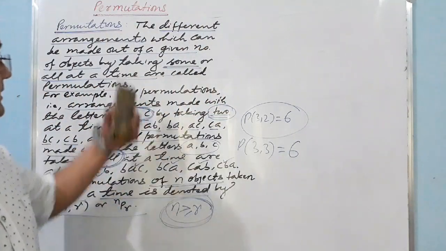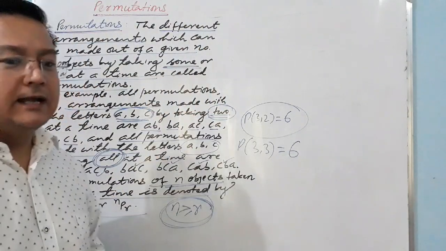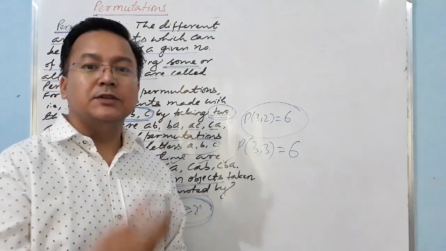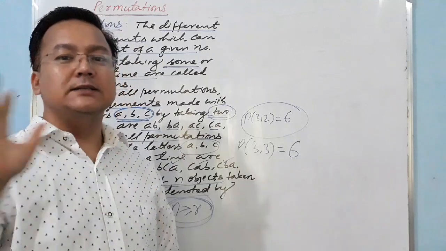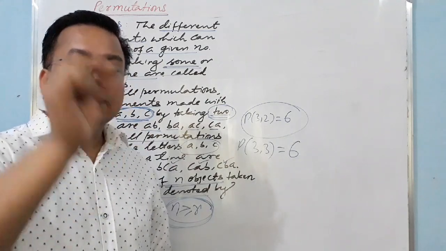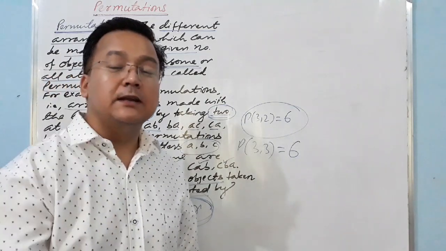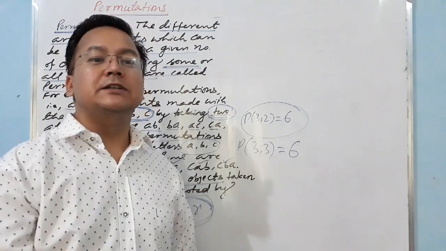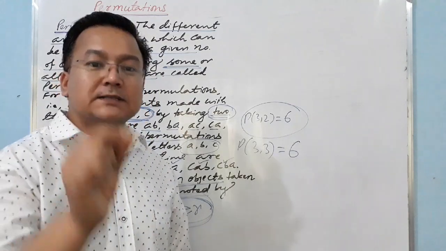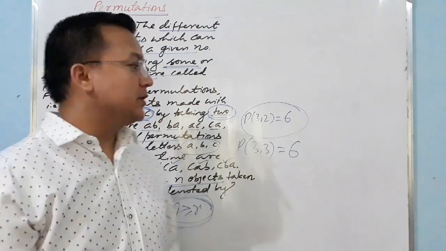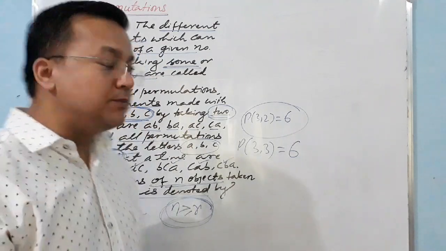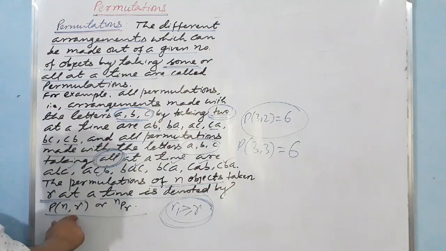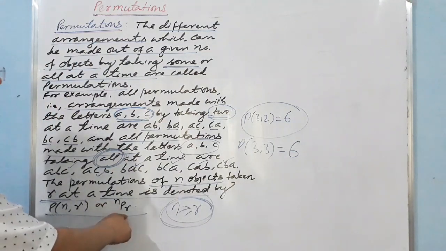All right, so this is your permutation. Once again, let me summarize. Number 1, permutation means different arrangements. Permutations mean different arrangements, and in permutation, the order of the objects matters. And permutations of n objects taken r at a time is represented by P(n, r) or nPr.